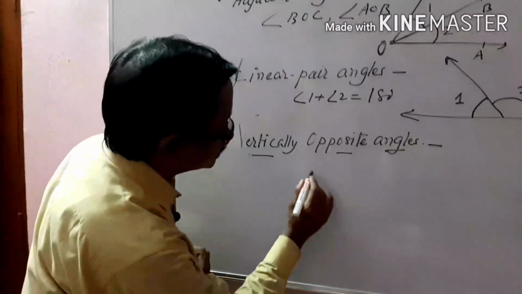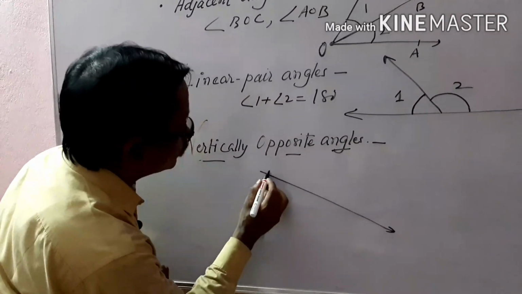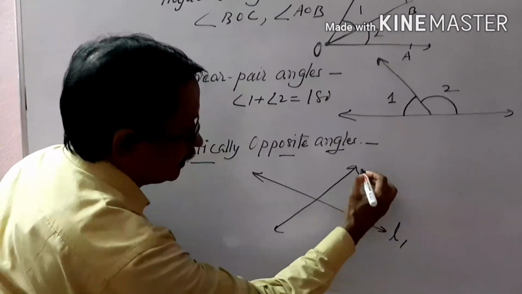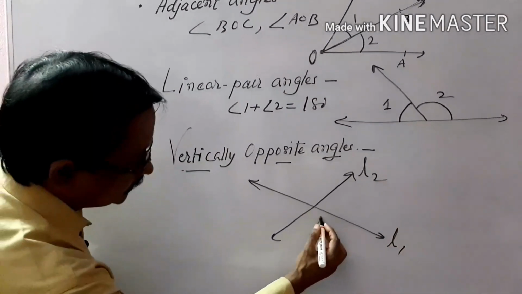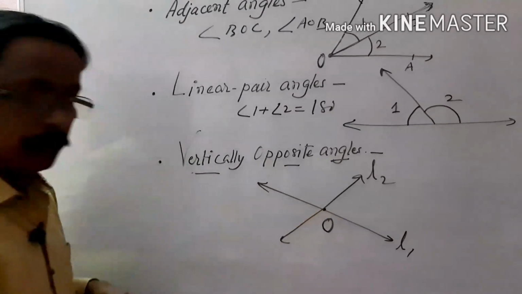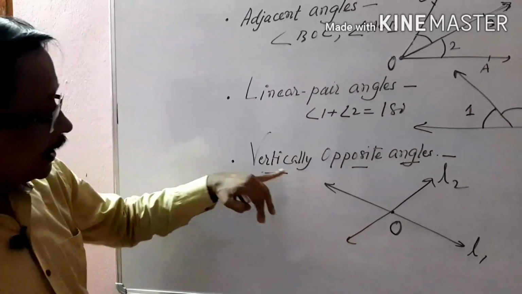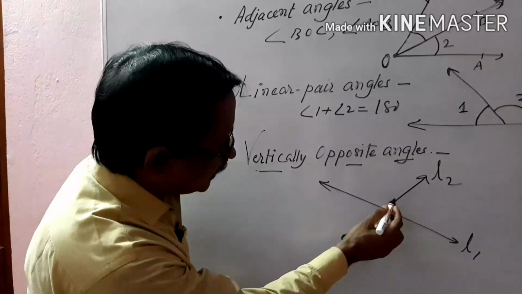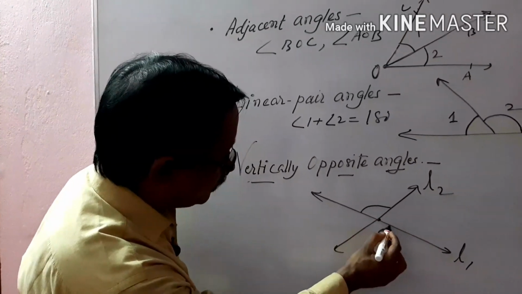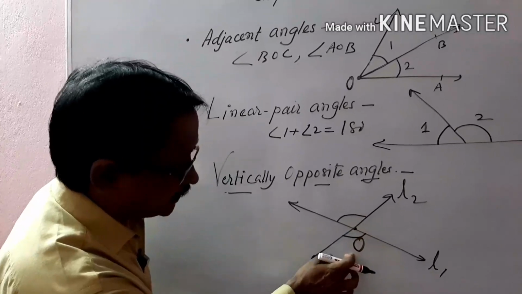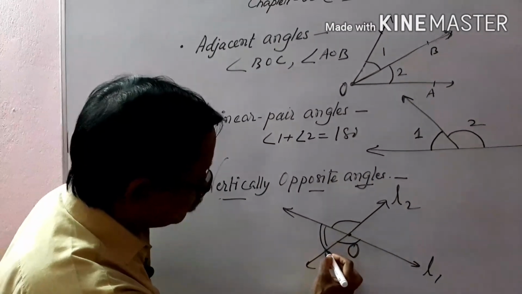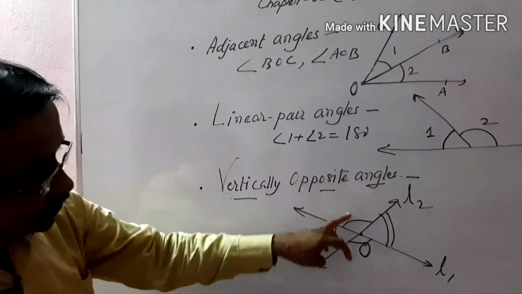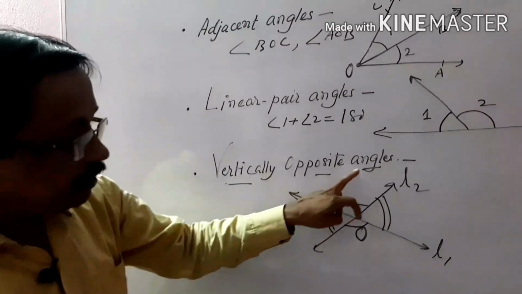So first you understand, I am drawing a figure. There are two lines, and we can name these two lines, one is L1, another is L2. These two lines intersect at a point, say this one is O. Now vertically opposite angles means once two lines intersect at a point, opposite angles are formed. So this is one angle, this is another angle. These two are opposite to each other. Then again, this is one angle and this one is another angle. So this is also an opposite angle. Thus opposite angles are formed. These are known as vertically opposite angles.